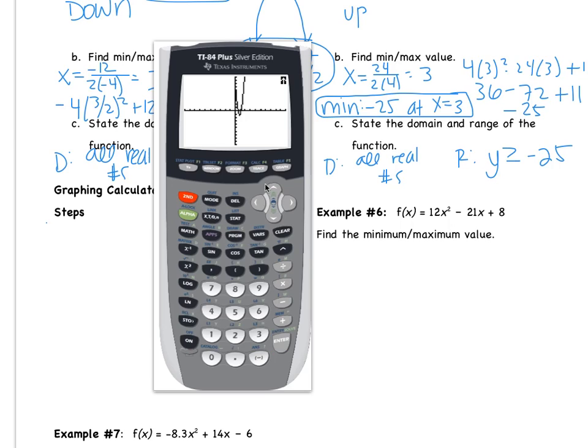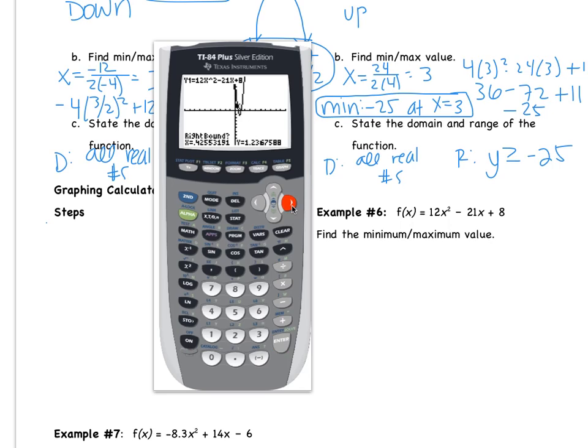So the next thing that you're going to do is hit second calc. And you're going to notice options 3 and 4 are minimum and maximum. In this case, we're finding a minimum, so go down and choose minimum. It's asking you for the left bound, so I want you to scroll until you're near that minimum. Left bound means the left boundary. So what you're going to do is you're going to hit left a few times and then hit enter.